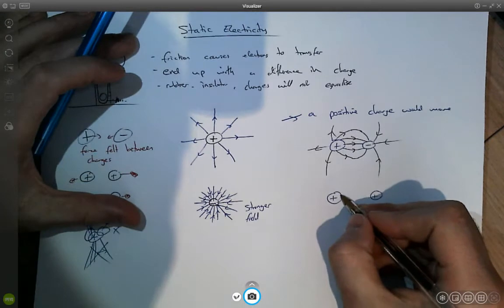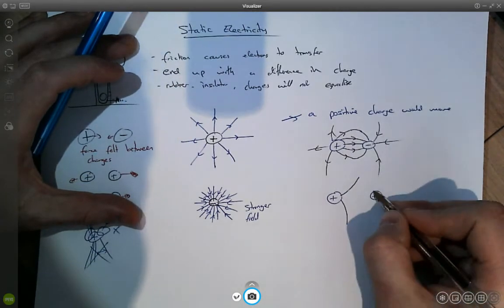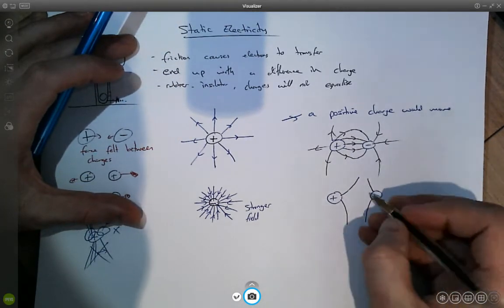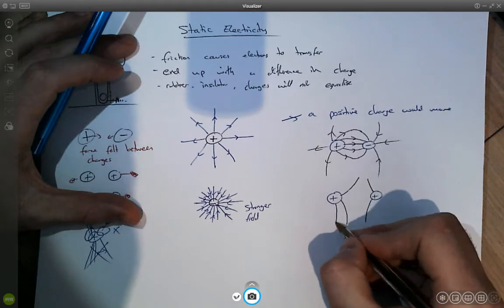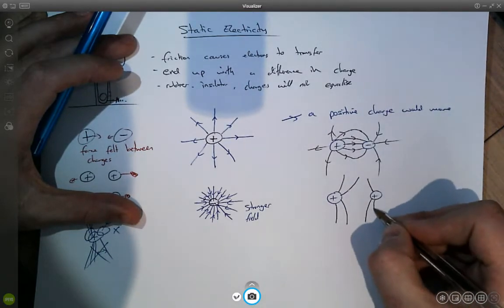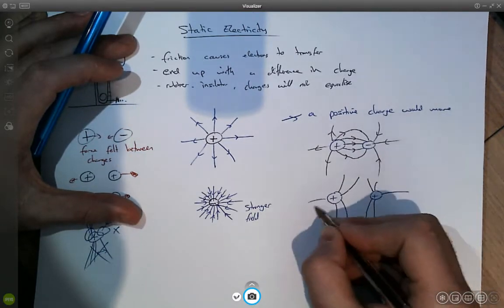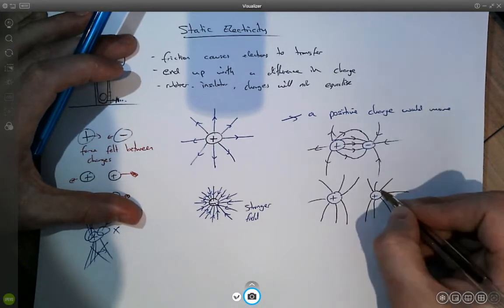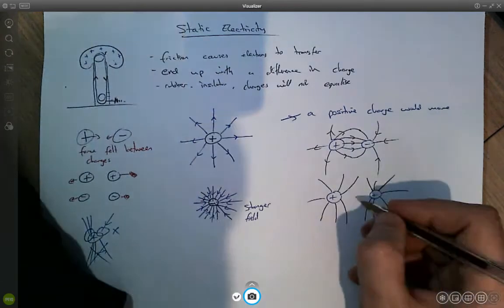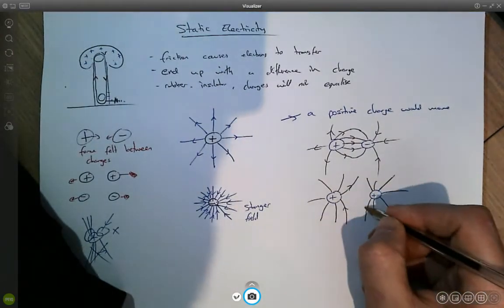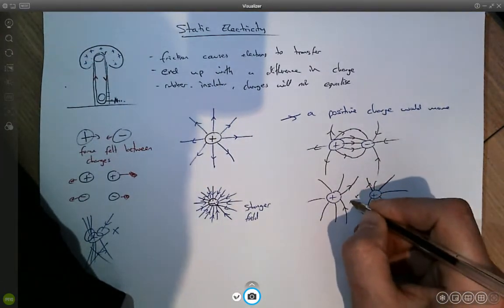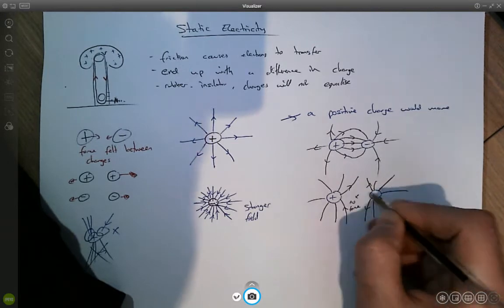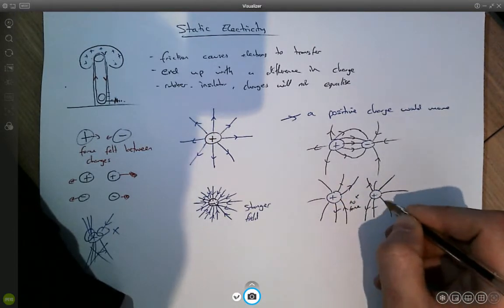So they repel, again, a bit like a bar magnet where there are two north poles together. It's going to look something like this here. And in the middle, there is no force at all because they cancel each other out.